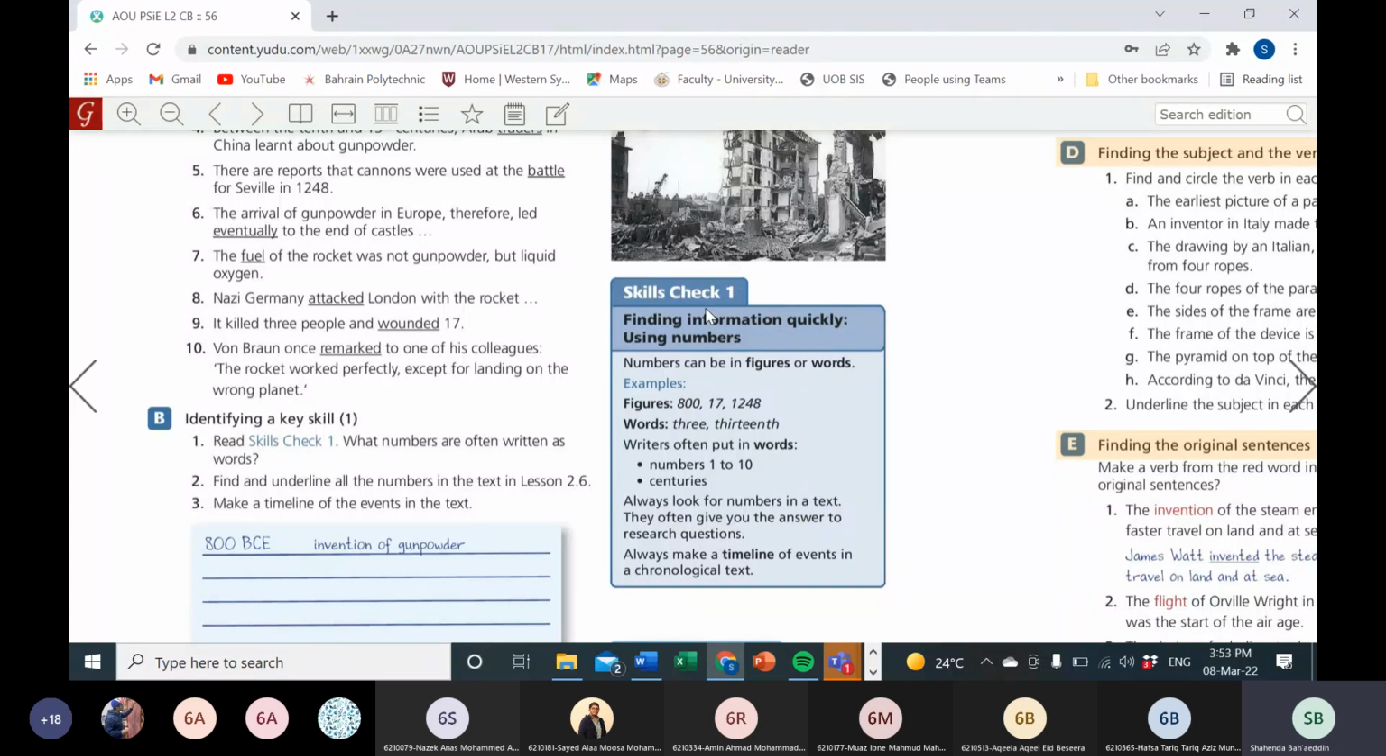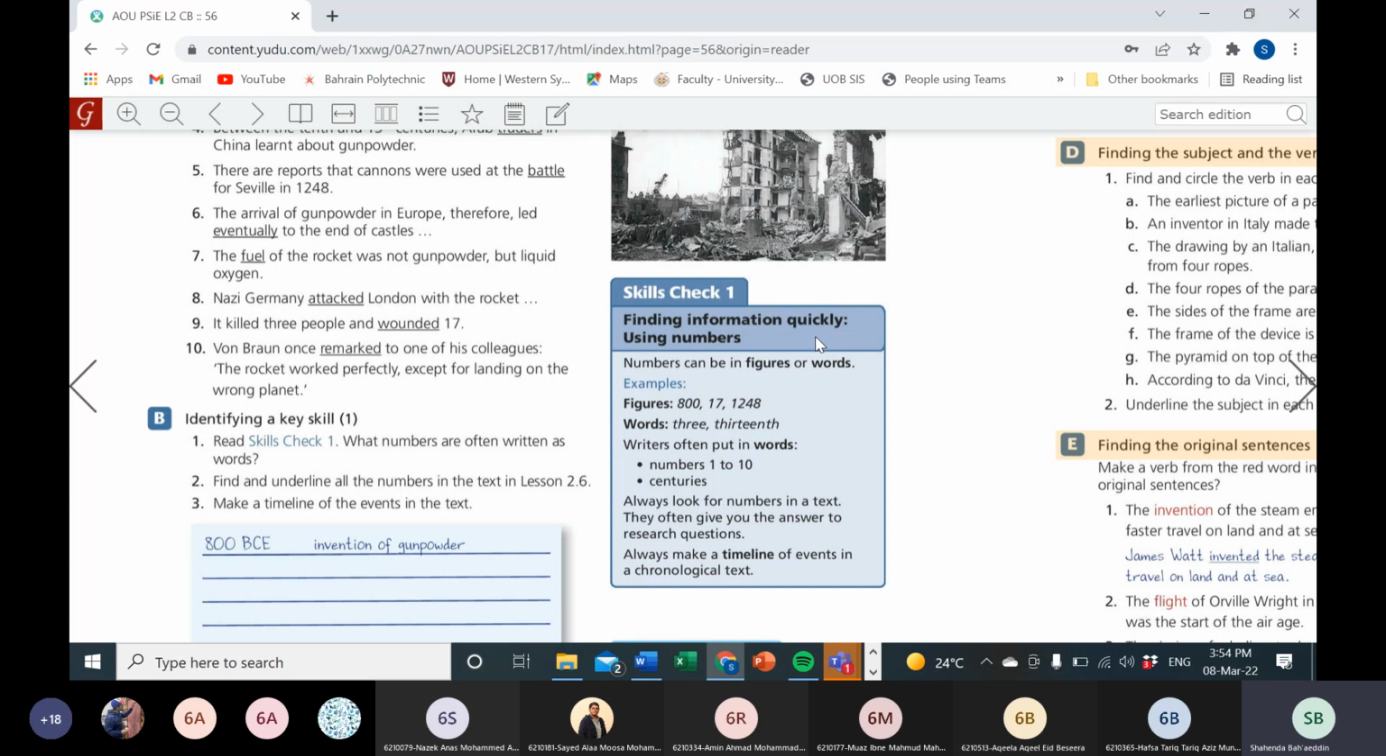If you look at the skills check 1, finding information quickly, the thing that we have been saying all the time when we are skimming or scanning, using numbers. I'm looking for a date, I'm looking for a time, so I go and look for numbers, figures. Sometimes they are written in words like 3, 13th. Usually in writing, we put the numbers from 1 to 10 in words, not figures. We also put centuries in words, for example the 18th century, the 20th century, the 13th century. The numbers above 10, we usually write as figures. So 13, you write it 1, 3, like this.